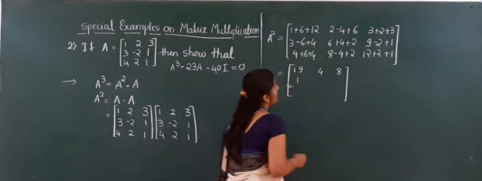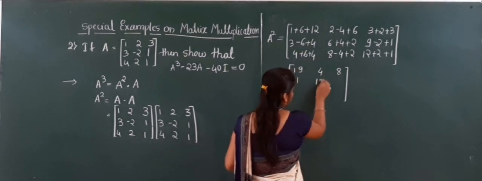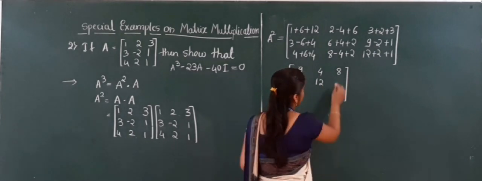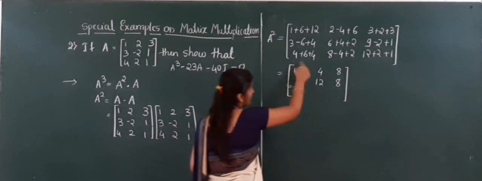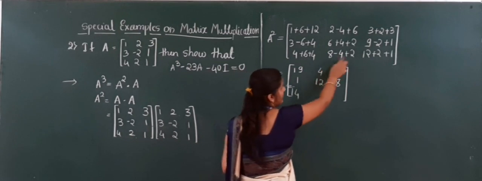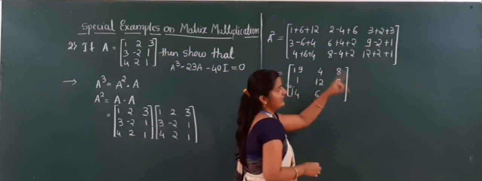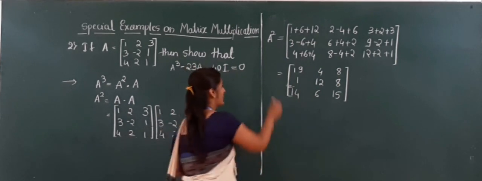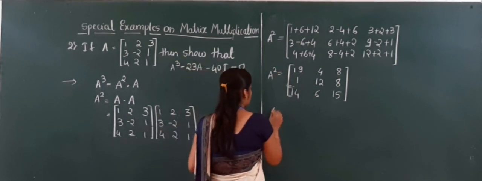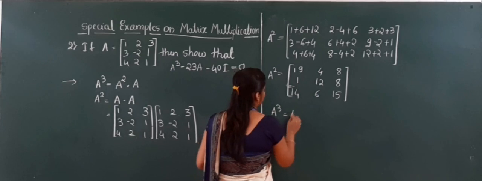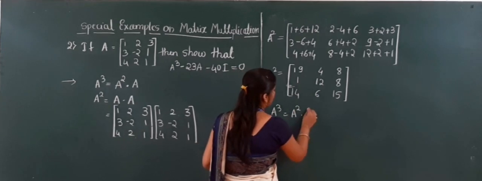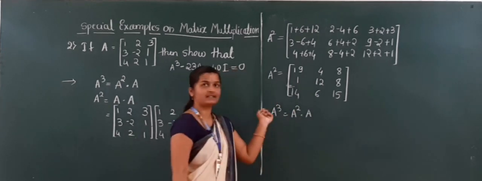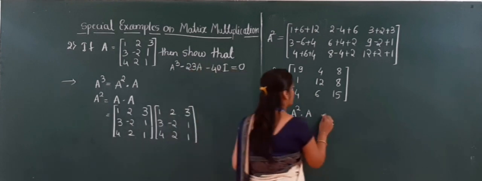1, 6 plus 4, 10, 12, 9, that is 8, and here 14, and here 6, and this is 15. This is our A square. But for A cube, A square into A. So I have to multiply A square to the A. So what will be our A square?